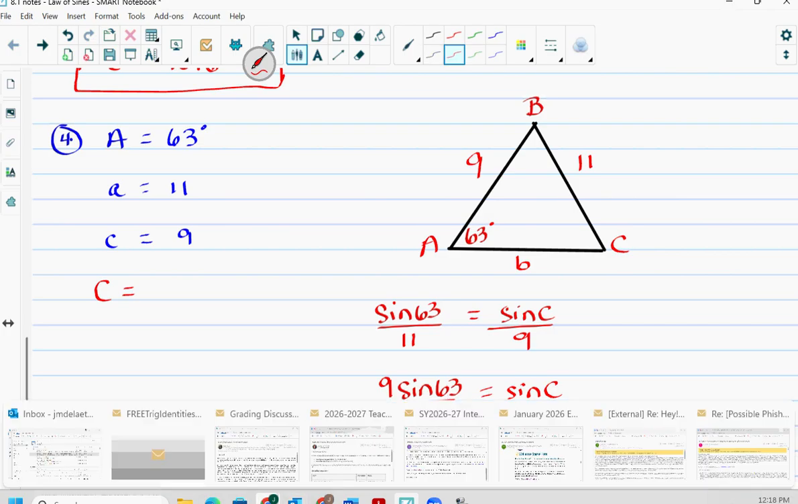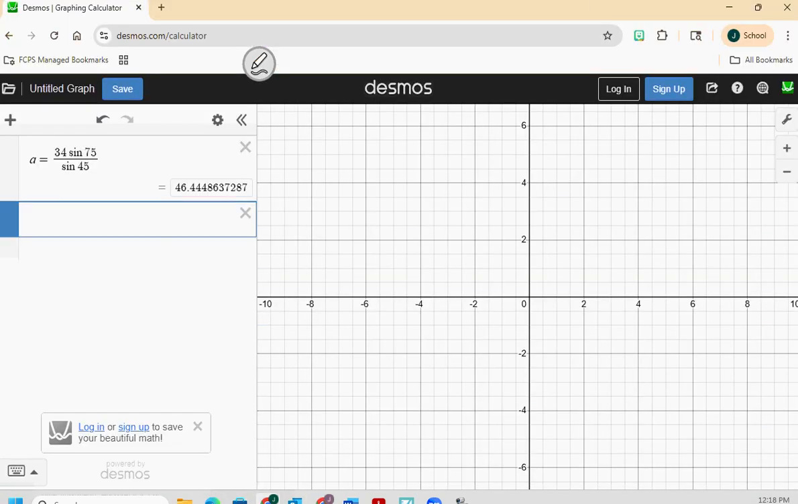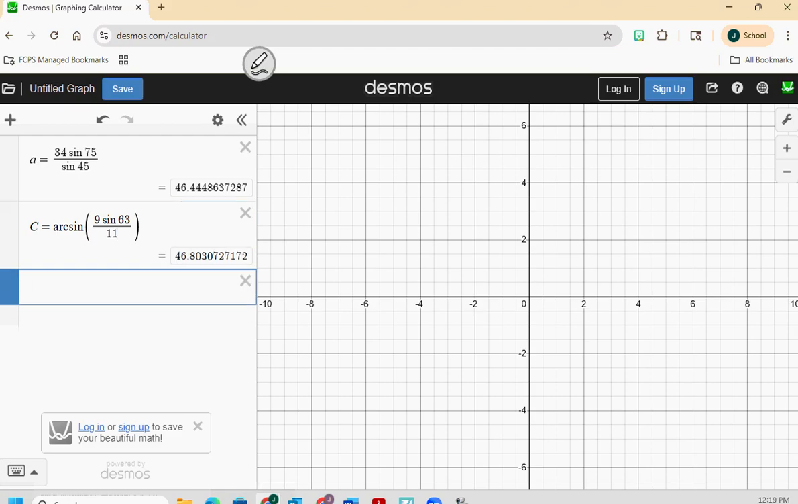So on Desmos, let's see. You are going to type this in. And we definitely need to actually store the answer this time. So I'm going to say big C equals, and arc sine is the easiest way to type it in. What do we have? 9 sine 63 over 11. So you're definitely going to still round the angle to 47 degrees when you write your answer, but to find the remaining angle B and side B, you need that full decimal answer there, the whole thing, okay?